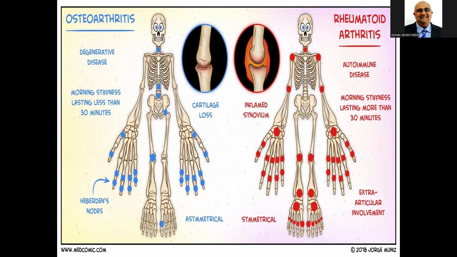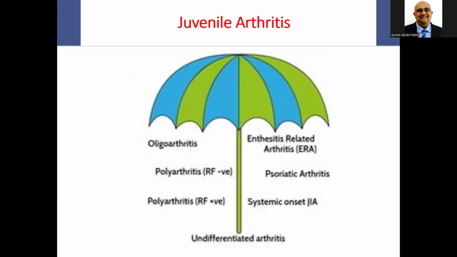Rheumatoid arthritis, on the other hand, is an autoimmune disease. It's characterized by inflamed synovium, morning stiffness lasting more than 30 minutes, extra-articular manifestations, and it is symmetrical in distribution.